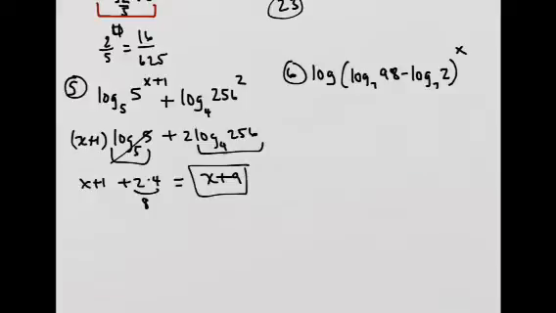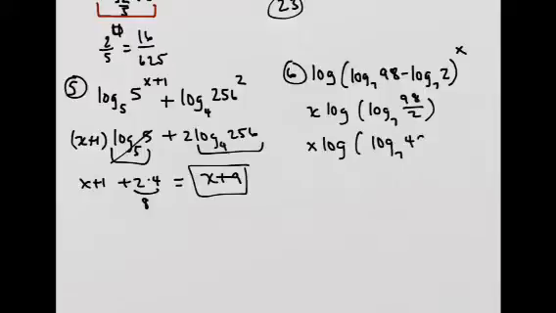So the first thing I'm going to do is move the exponent to become the coefficient. So that becomes x log of what's in the parentheses. Now, this is the difference of two logs that have the same base. So that means that becomes log base 7 of 98 divided by 2. That's 49. So x log base 7 of 49. So 7 squared is 49. So this here equals 2. Okay, because 7 to the 2nd power is 49.